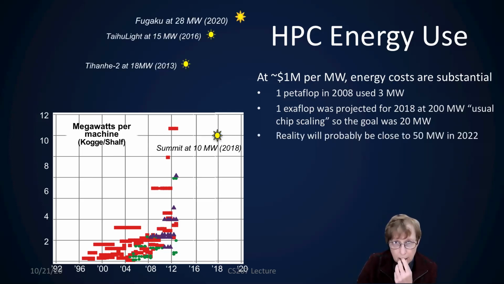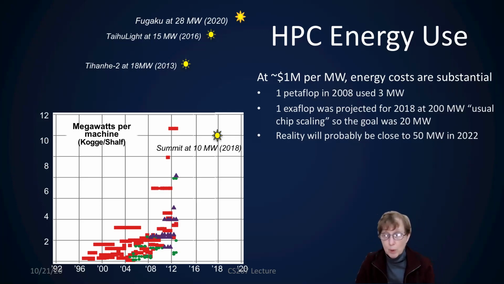So what has happened since then is we've seen some of these other machines that are at the very top of the list. So the largest machines, like the Tianhe-2 and the Taihu Light machines at 18 and 15, whoops, I think I have those reversed, megawatts, and then Fugaku at 28 megawatts. So the power requirements, or energy requirements, for these machines have indeed been going up over the last few years. And as we're looking ahead to exascale in the next year or so, I would guess that those machines will come in at somewhere between 40 and 50 megawatts.